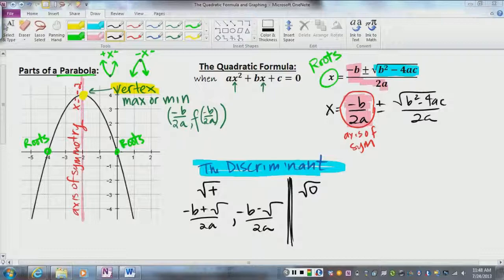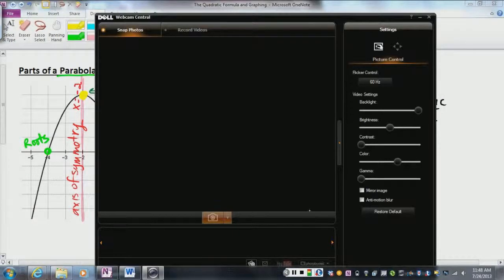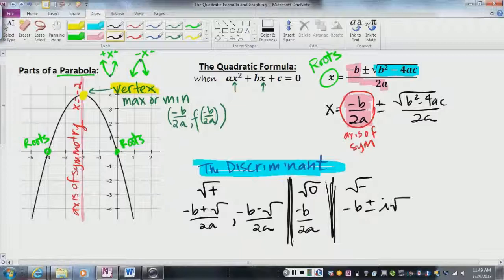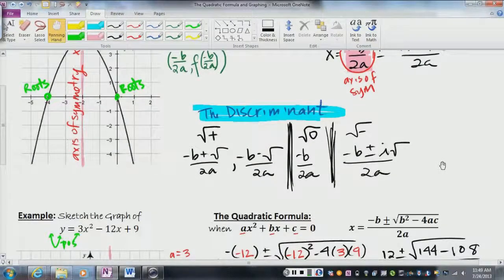If the discriminant is 0, then there is nothing under the radical, and we just have negative b plus or minus nothing over 2a. We have just the one root. If you have the square root of a negative number, we have negative b plus or minus something imaginary over 2a. Now graphically, what this means, if you have two roots, your parabola will have two x-intercepts.